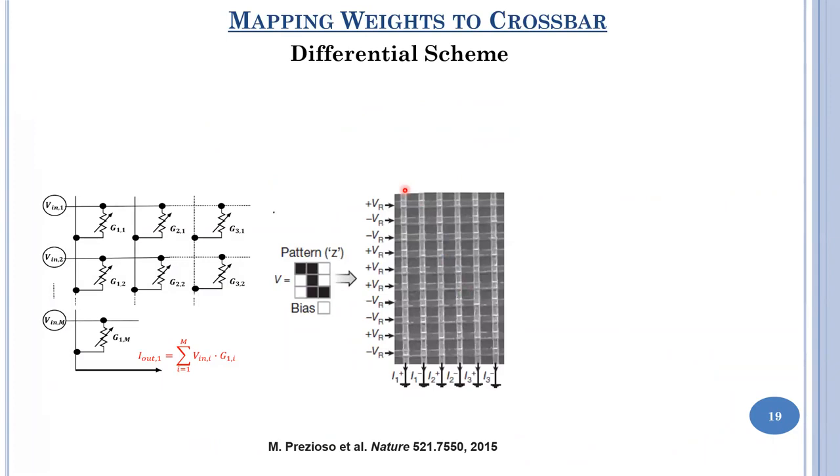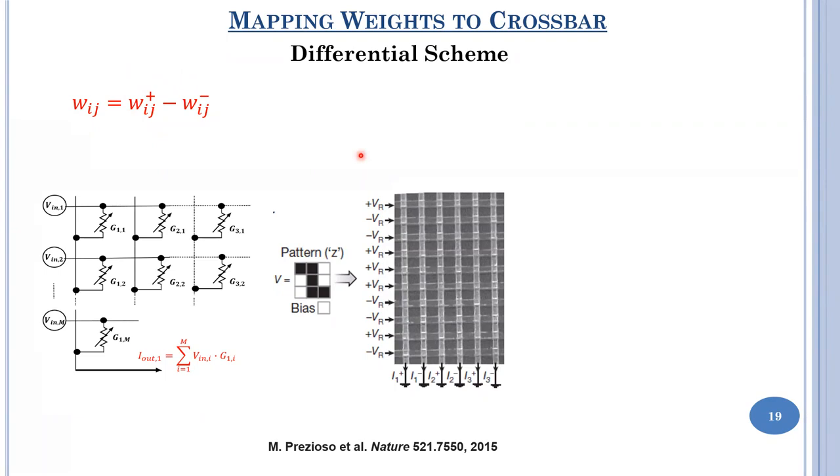What this differential scheme means is they distribute the weight in software as two different positive weights. First is Wij plus, which represents the positive part of the weight. Second is Wij minus, which represents the negative part of the weight. So if Wij minus is greater than Wij plus, then you have a negative Wij.